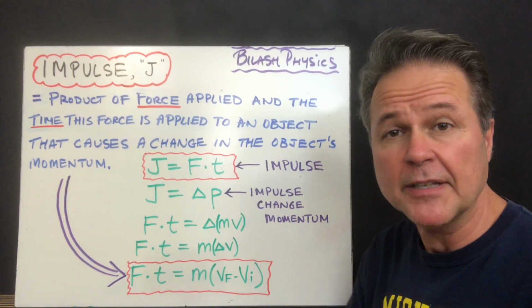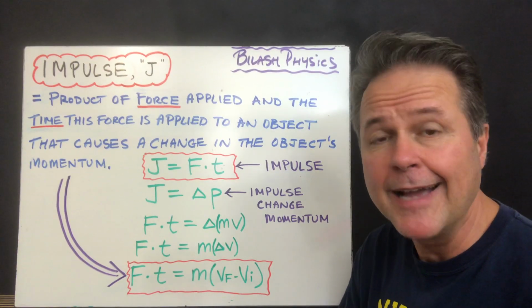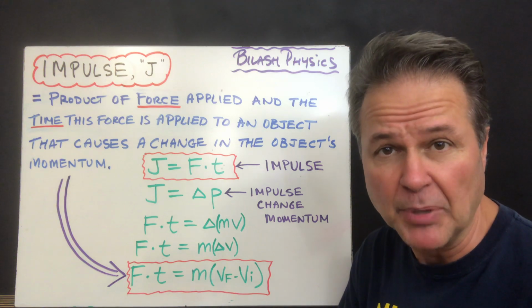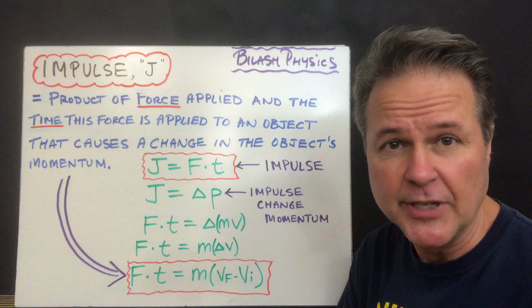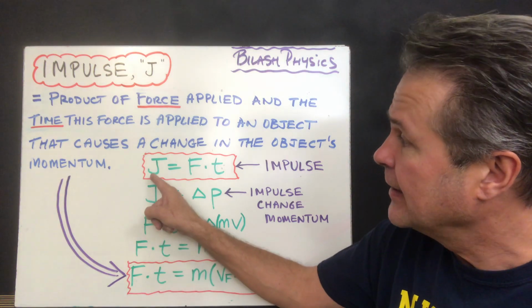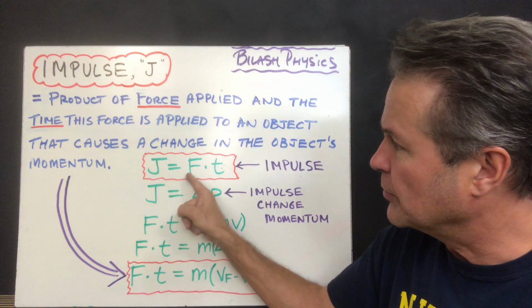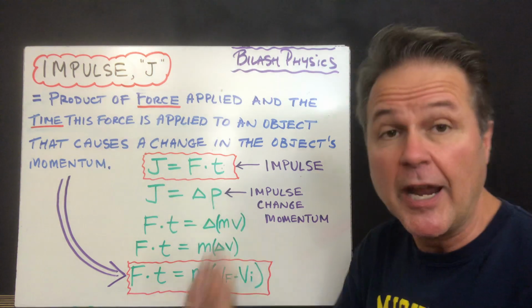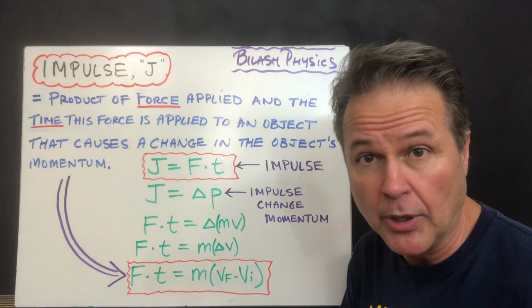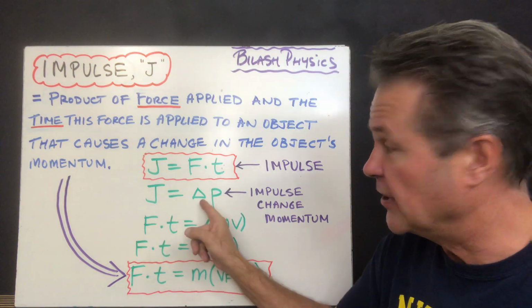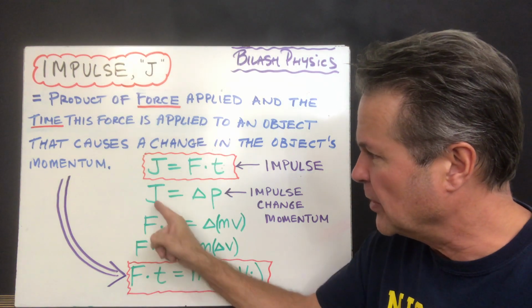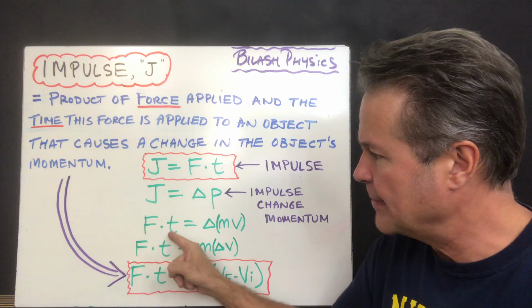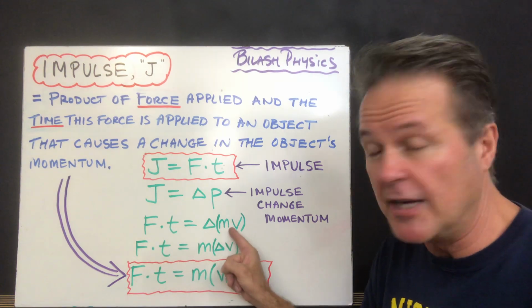Impulse is the product of the force applied to an object times the time that that force is applied, and that causes a change in momentum of the object. So the formula is J is equal to force times time. J is the symbol we use for impulse. So J is equal to the change in momentum. That's how we define it. And if we replace this, we get force times time is equal to the change in momentum.